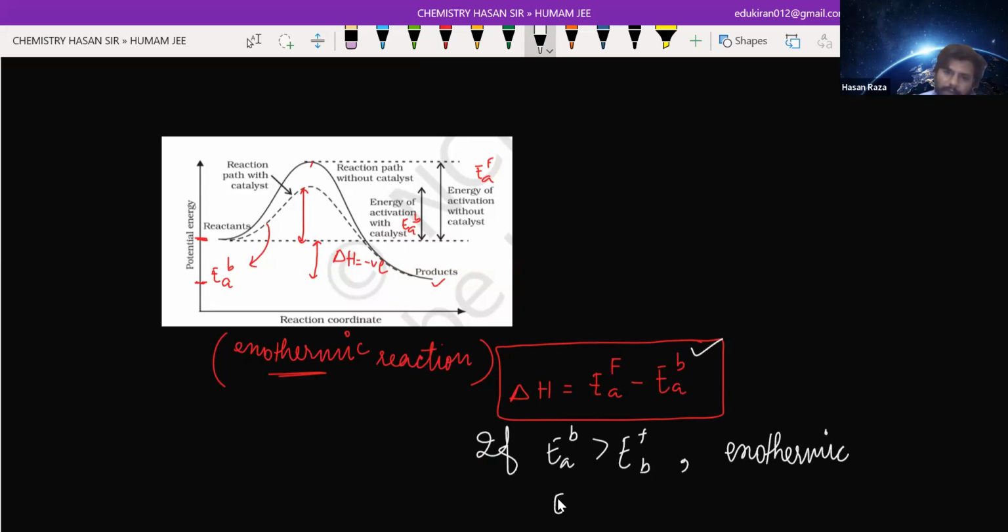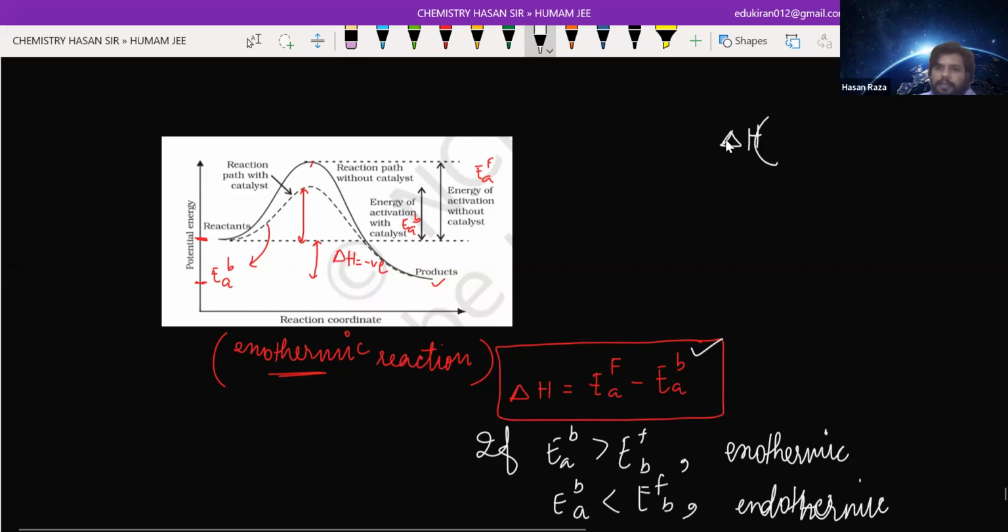And if E with catalyst is less than without catalyst, then it is endothermic, because endothermic and exothermic we categorize on the basis of the value of delta H. If delta H is greater than 0, then endothermic, and if delta H is less than 0, then exothermic. Is that clear, both of you?